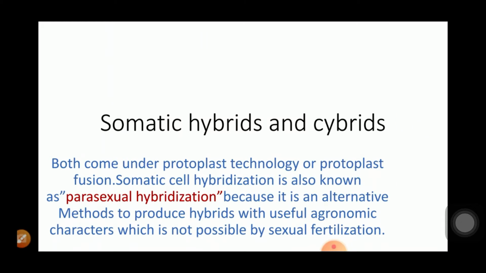So how exactly does the fusion take place? The protoplasts of the two plants are brought together and fused in a solution of a chemical, preferably PEG. P stands for poly, E for ethylene, and G for glycol. Under polyethylene glycol, two desired cytoplasms get fused together. This is known as chemofusion because we are using a chemical to fuse the protoplasts, so it is called chemofusion.